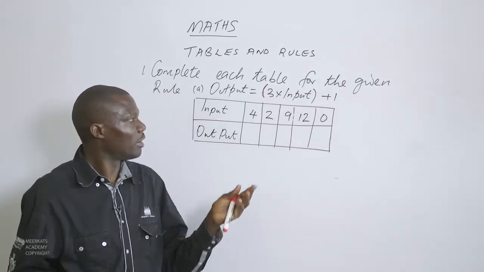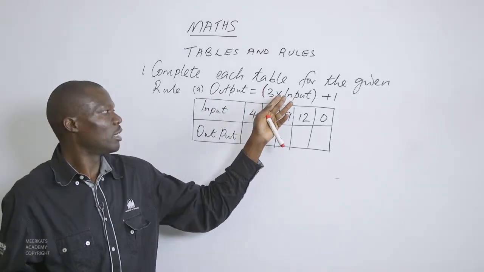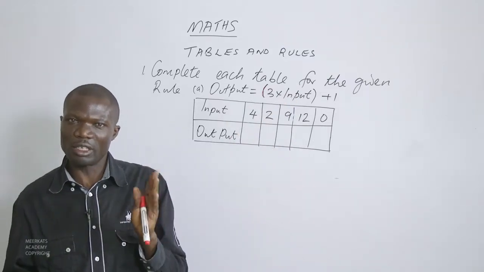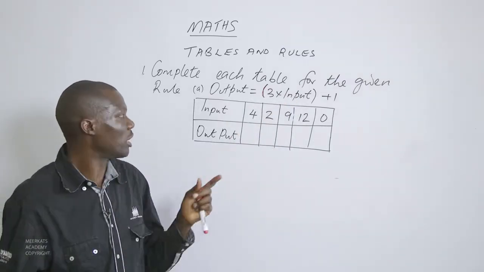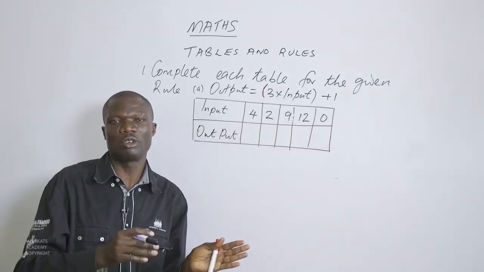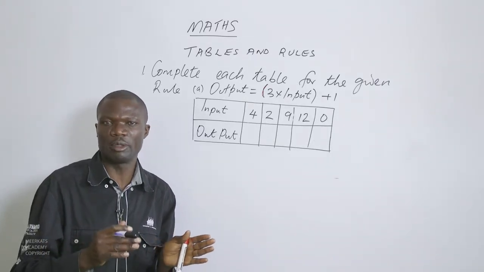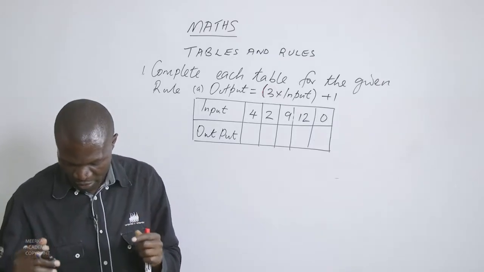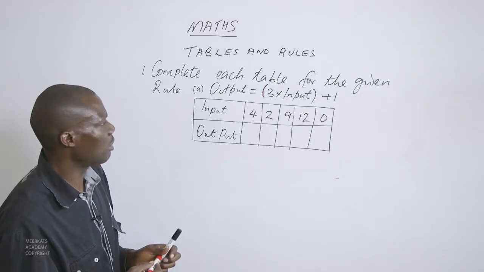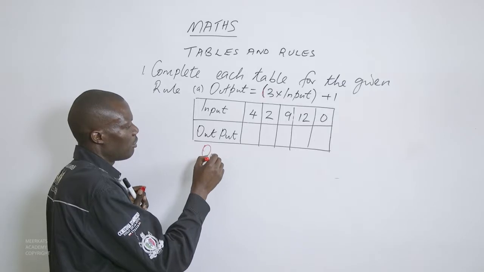Now here, using the rule output is equal to 3 times input plus 1, fill in the table. We have seen rules where you are adding. We have seen rules where you are subtracting. This time our rule is input multiplied by 3.